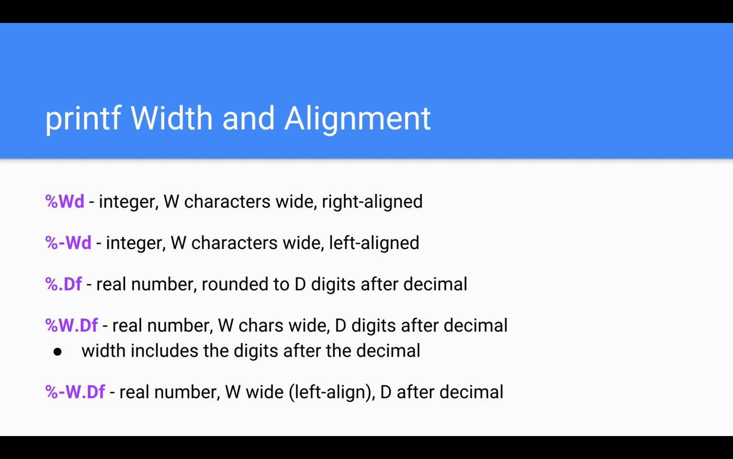%w.df is a real number that's w characters wide, with d digits after the decimal. And the width includes the digits after the decimal as well as the decimal point. And then %-w.df is a real number that's w characters wide, left aligned, with d digits after the decimal.